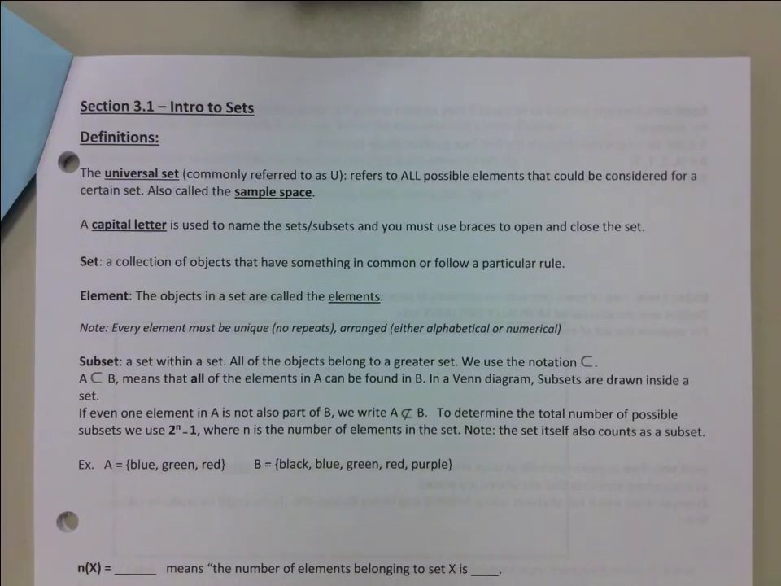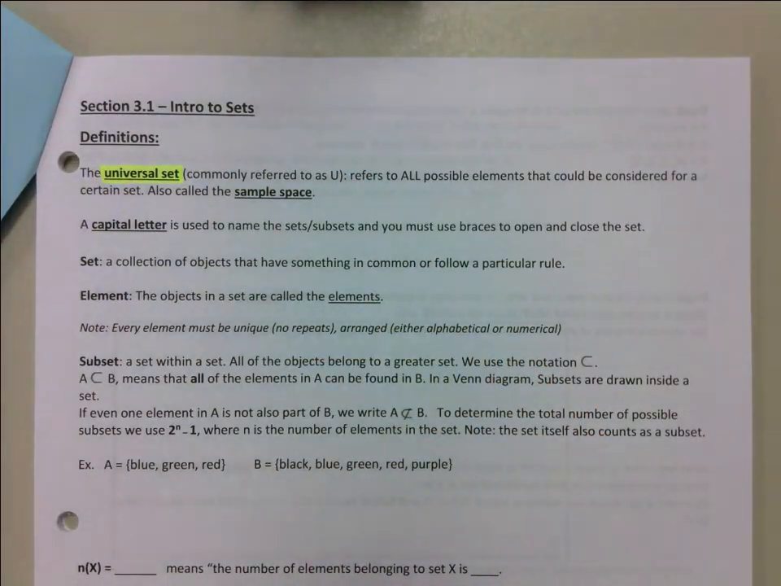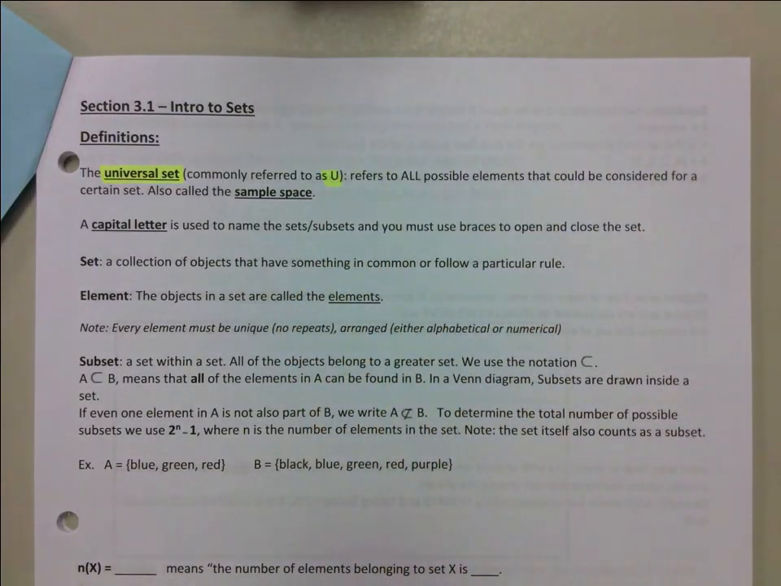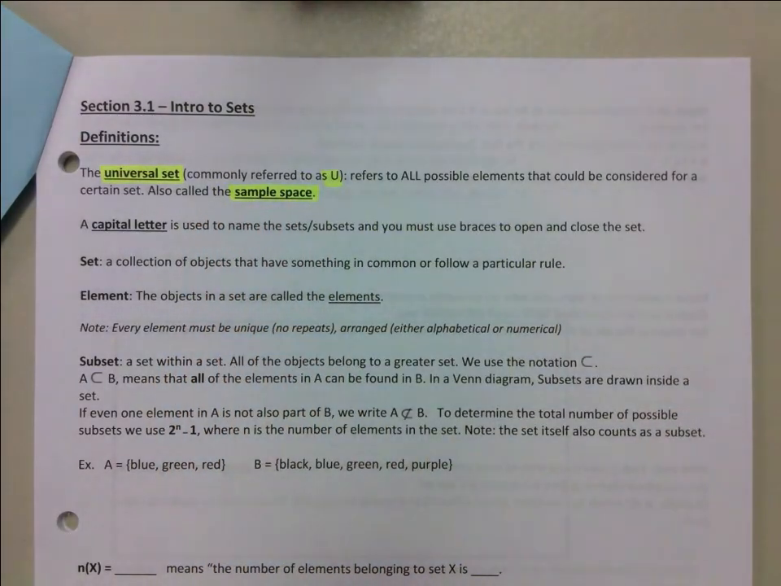Okay, here we go. So some definitions. We will have a universal set all the time. It's kind of like where we draw from, and we use the letter U to refer to that set. Sets usually have capital letters attached to them. And we call that universal set our sample space.